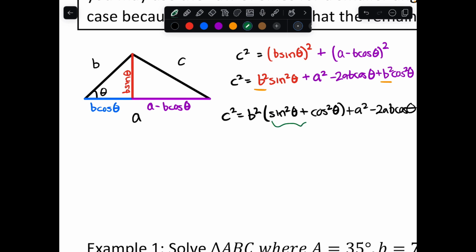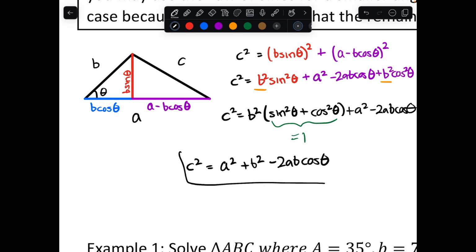Now sine squared theta plus cosine squared theta is equal to 1. So let's rewrite everything. So we get C squared is equal to A squared plus B squared times 1, but we'll just leave it as B squared, minus 2AB cosine of theta. And remember, theta is really angle C, since it's opposite of side C. So we come up with one of our equations for the law of cosine. Now, finding the other equations is going to be pretty similar to this. So hopefully it doesn't feel like these equations are just being pulled out of thin air.